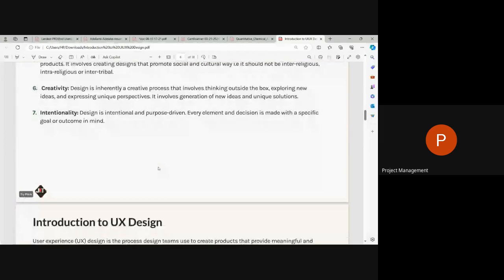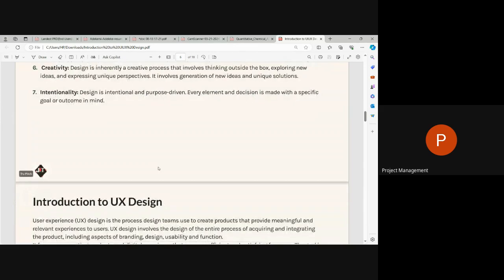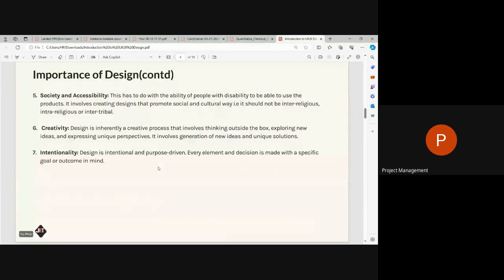Then the sixth one is creativity. Like I said earlier, you have to think a lot. As a designer, you think creatively, you think outside the box, you explore new ideas, because this world is trend-driven. As the world is moving, you move with the trend. You understand? So you have to be creative. And the seventh one is intentional. Whatever you are doing, always make sure you have a purpose. Whatever products you're creating, have a purpose while you are doing that. So those are the importance of design.